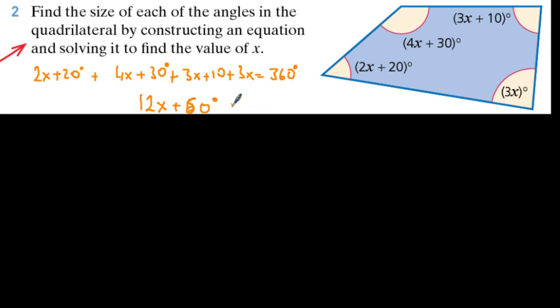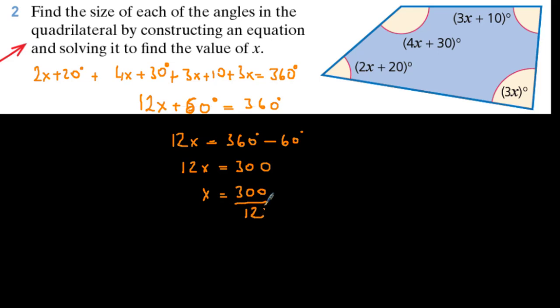It has to be 12x plus 60 is equal to 360 degrees. Then 12x is equal to 360 minus 60, and 12x is equal to 300 degrees. Then we are going to divide both sides by 12. 300 divided by 12: both are divisible by 3. When you divide by 3, it's going to be 4 down, 100 up, and 100 divided by 4 is equal to 25. So the answer is 25 degrees.